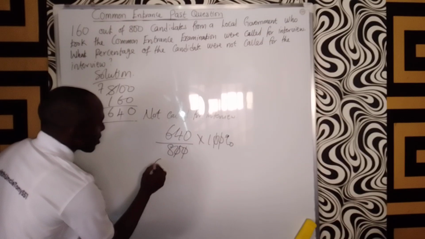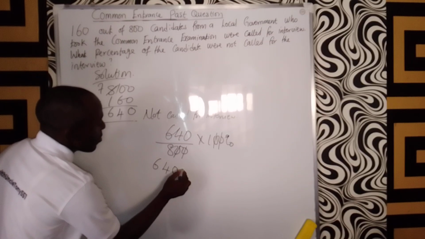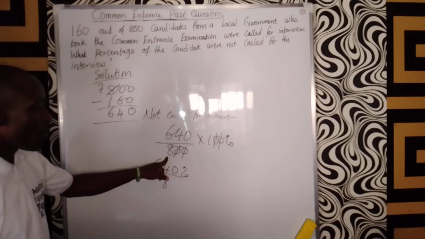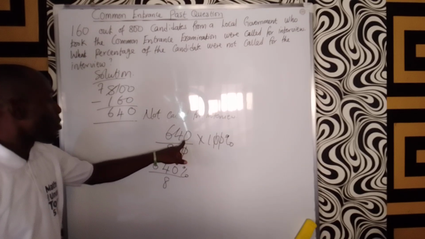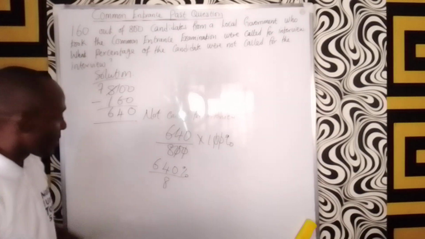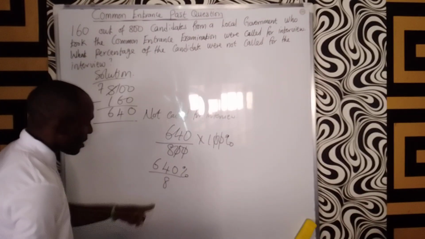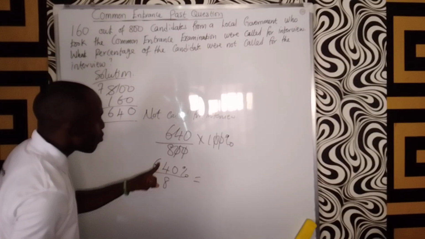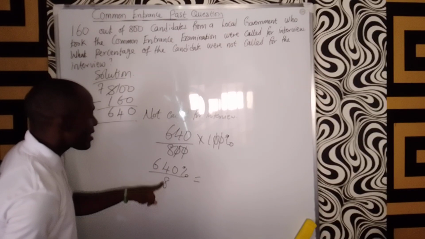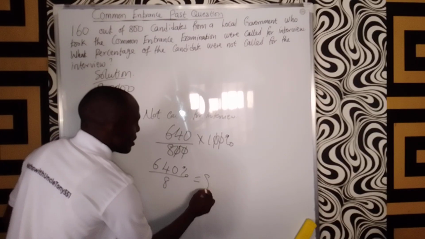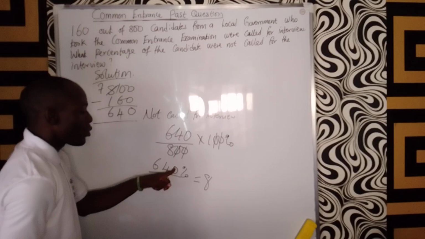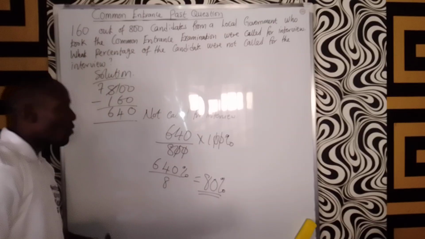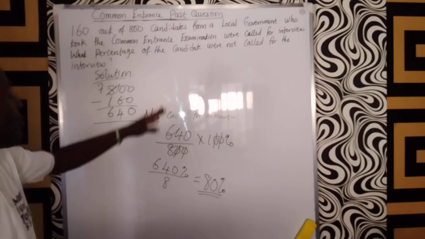Let's simplify it. 10 will cancel 10, another 0 will cancel another 0. We're left with 640% all over 8, because 8 is the only number that is left here. 1 means nothing, because 640 times 1 is still 640. Let's break it down. Can 8 go into 6? No. But you move to the next number, it becomes 64. 8 into 64 will give me 8. Then 8 into 0 is 0. So the percentage that were not called for the interview is 80%.